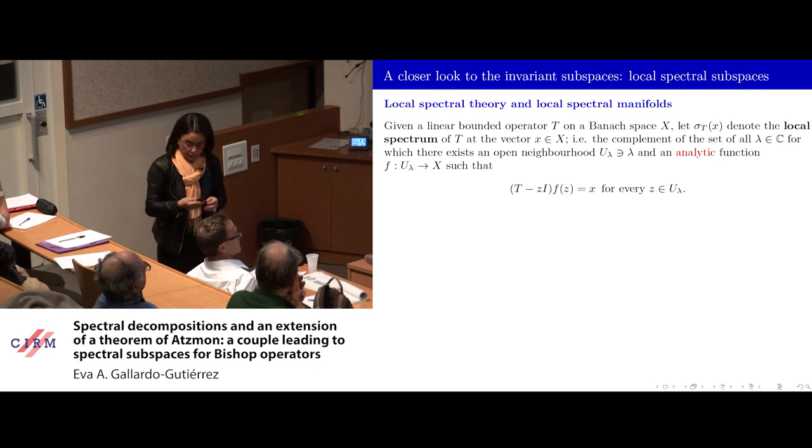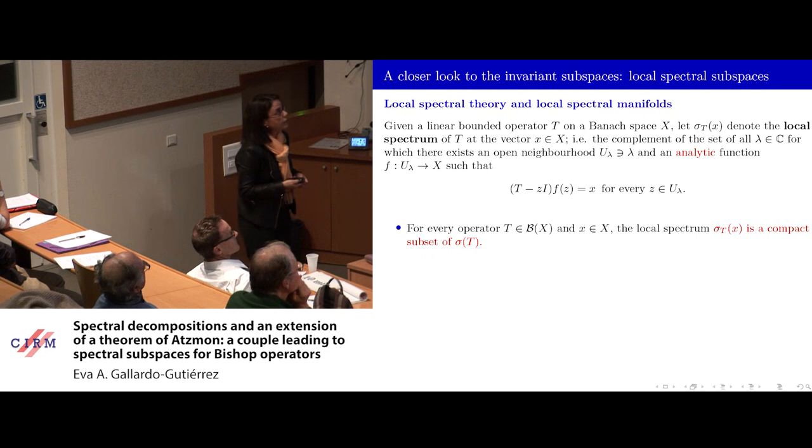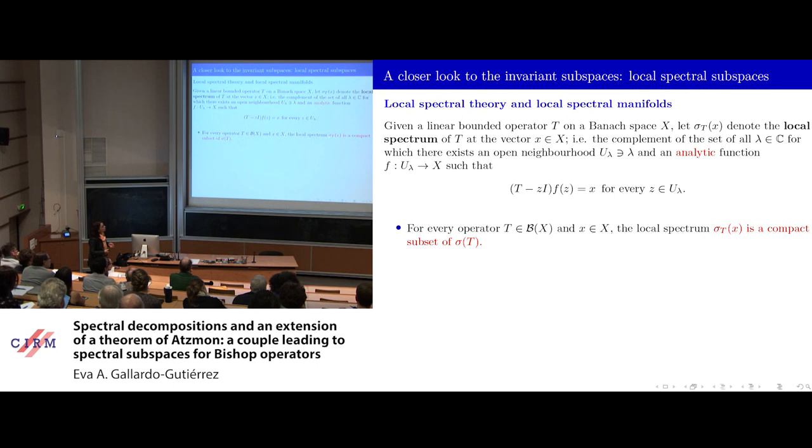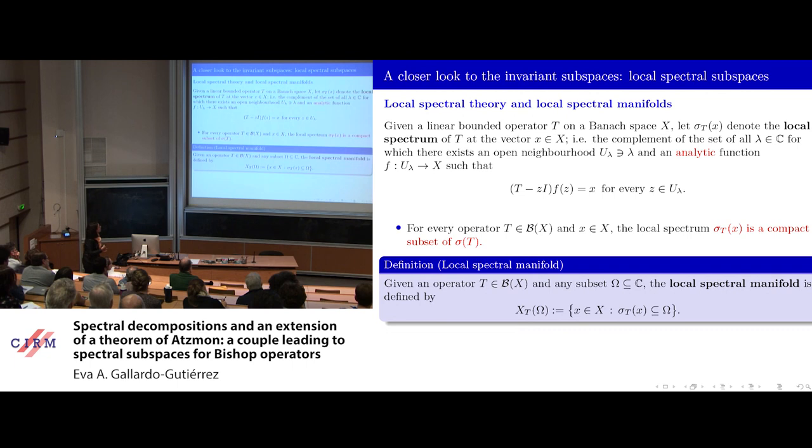Actually, for every linear bounded operator T and every vector x, the local spectrum of T at x is a compact subset of sigma of T, but it can be empty. Right? If it has the single-valued extension property, the local spectrum at zero is just the empty set. And in this context, one important issue is about local spectral manifolds. And they are defined as follows.